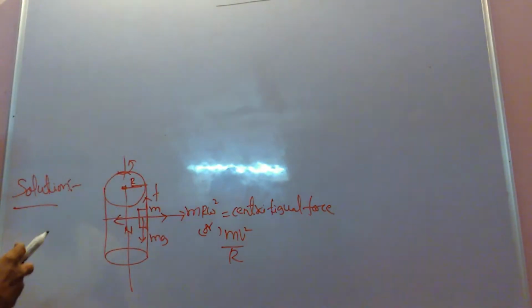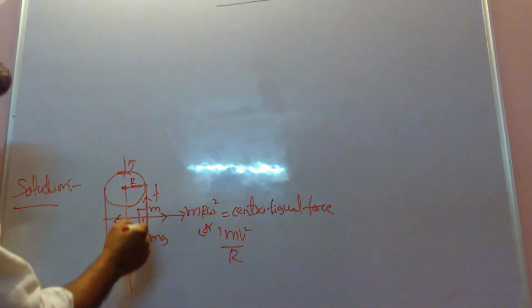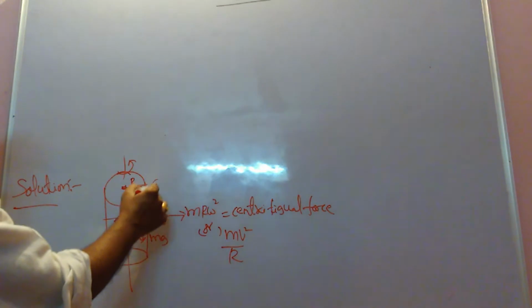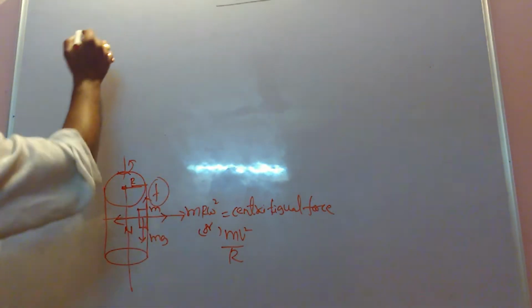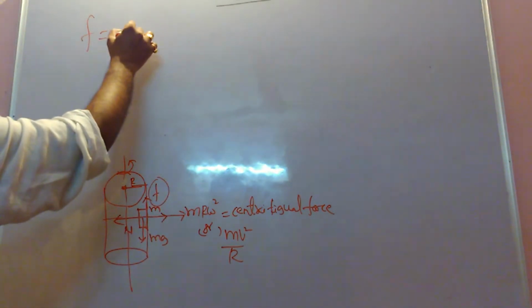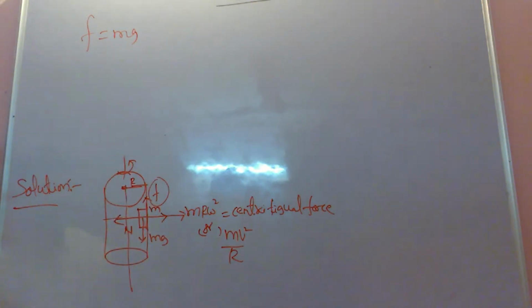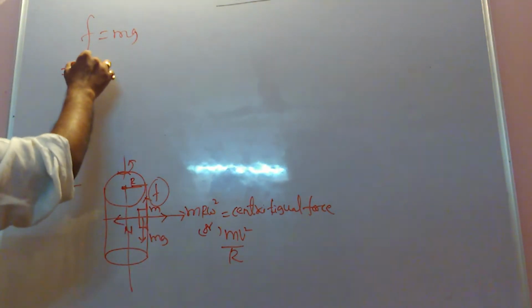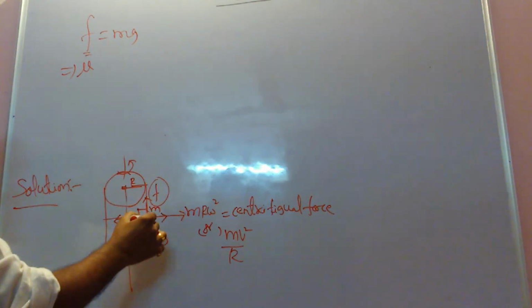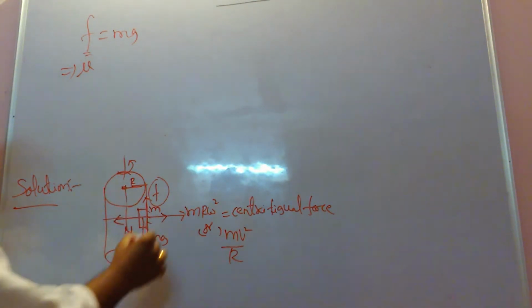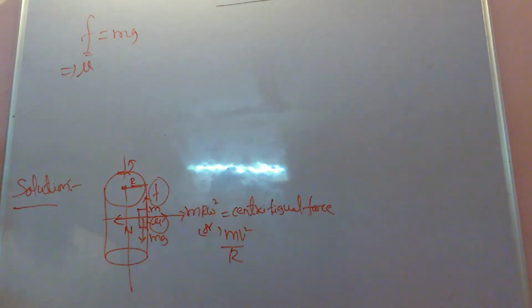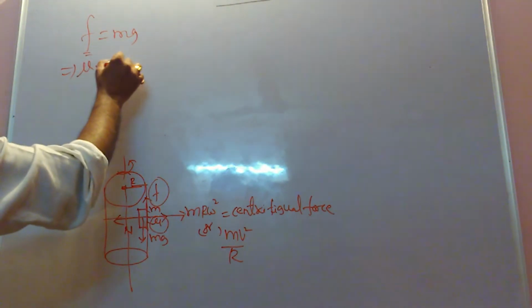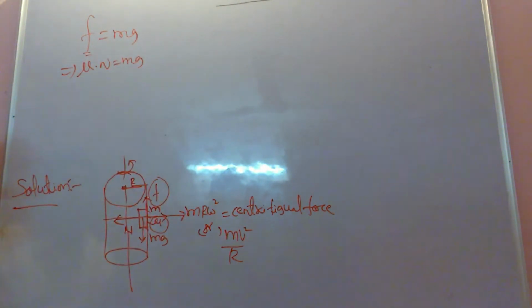Actually, the block must stay on the vertical plane. For that, the frictional force must balance the weight mg. First you write that. The frictional force must balance the weight mg, then only it stays. What is the formula for frictional force? Mu into normal reaction, where mu is the coefficient of friction between the vertical plane and the block. So mu into normal reaction equals mg, where m is the mass of the block.